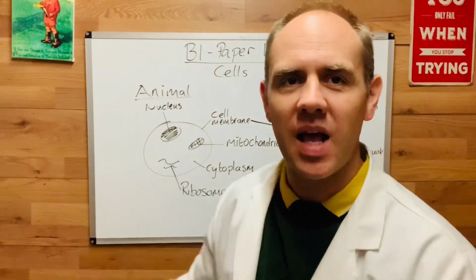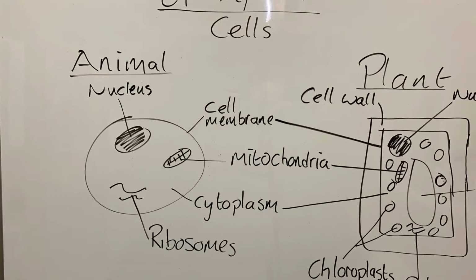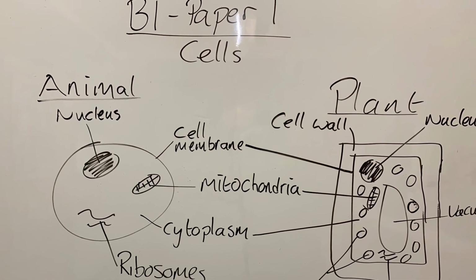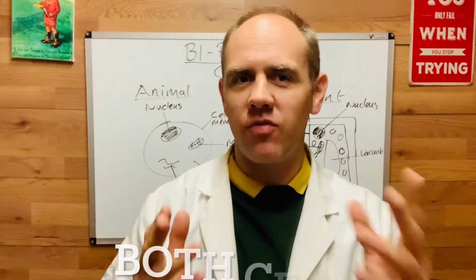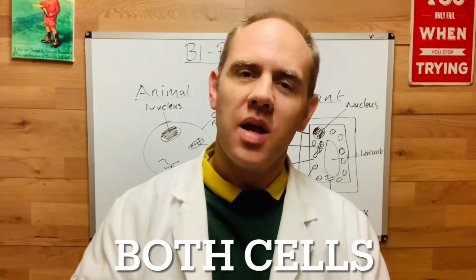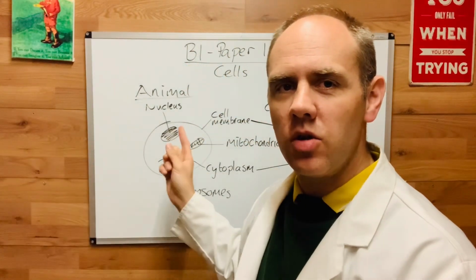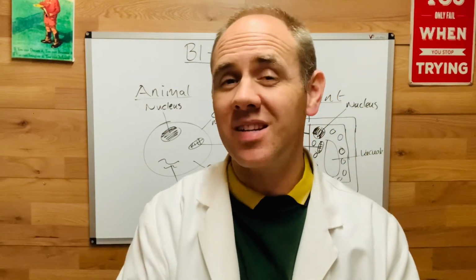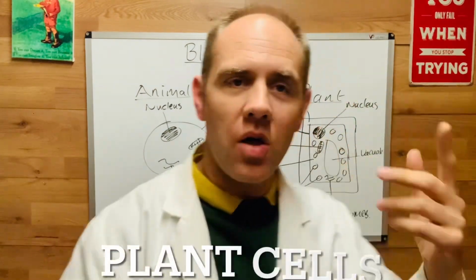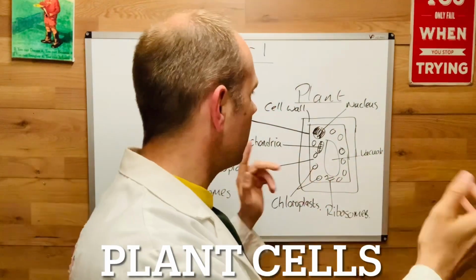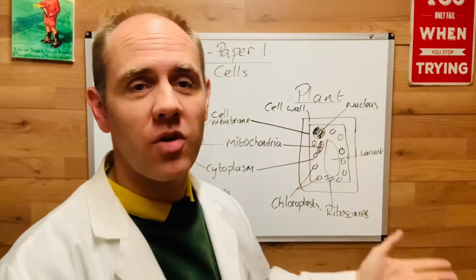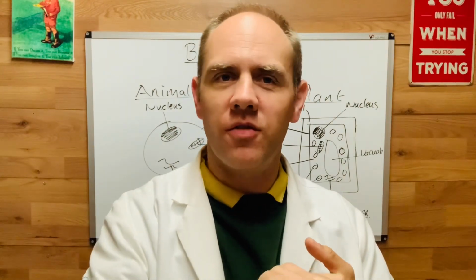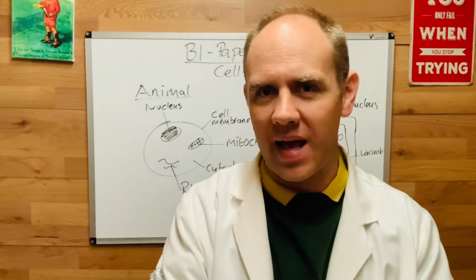There is the animal cell and there is the plant cell. Both of them have several cell organelles in common, and those cell organelles are the nucleus, mitochondria, ribosomes, the cytoplasm, and the cell membrane. On my left, over here, we've got the plants. They happen to have a few more things. They have a cell wall, they have vacuoles, and they have chloroplasts.